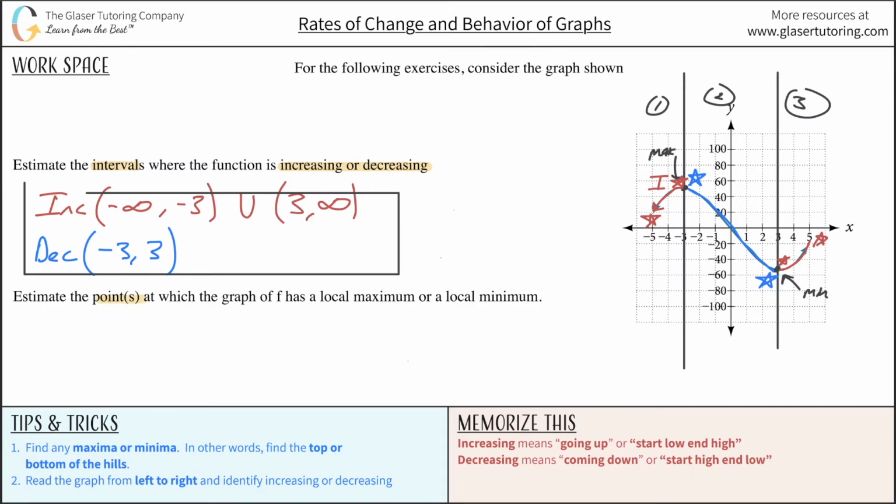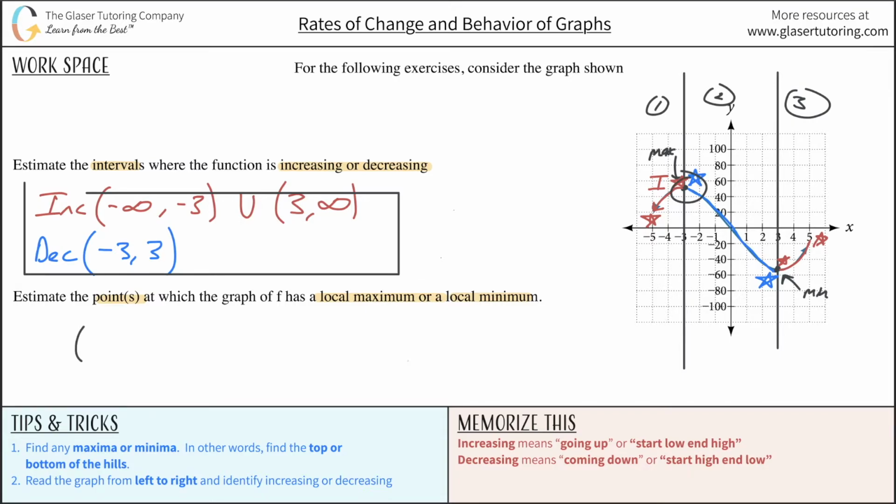All right, and now the second question. It says estimate the points or point at which the graph of f has a local maximum or a local minimum. So first of all, we've already done that, right? I mean, we've already realized that there's a point here that represents the maximum, as we spoke about. There's a point over here that represents the minimum. So let's just list the points, right?